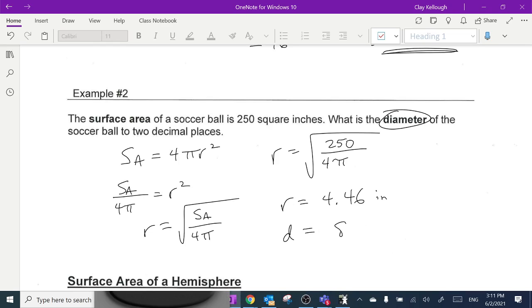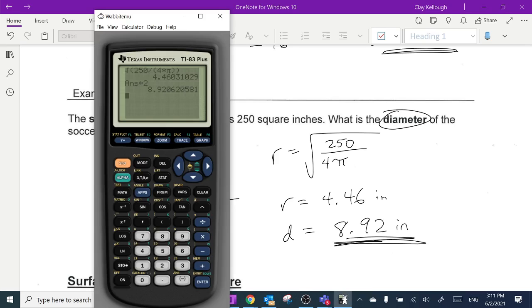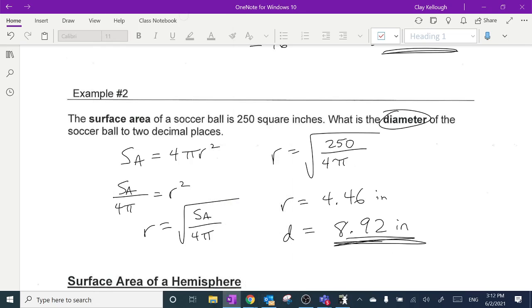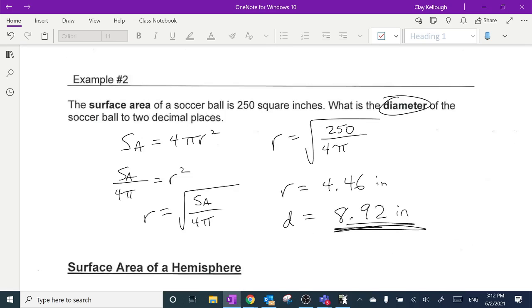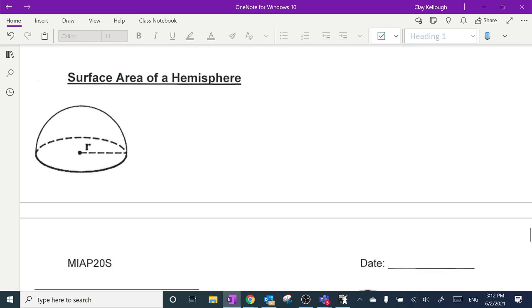8.92. Which is, it was a 2 at the end, right? Yeah. Okay, so there we go. Now, we can do something fancy here.